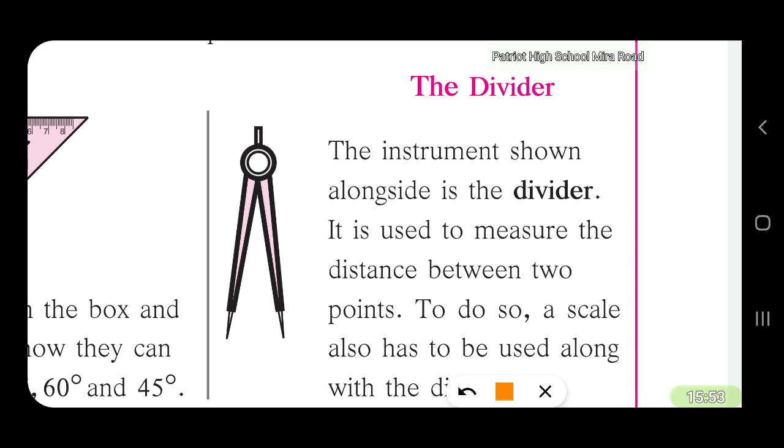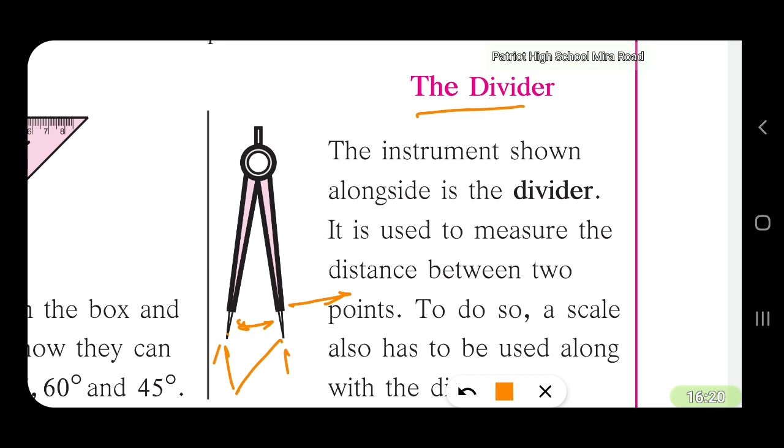A divider, this is known as a divider. It has got needles on both the ends. This is a needle and this is also a needle. So with these needles, you can increase the distance between the two. You move this apart, so it will increase the distance between the two.